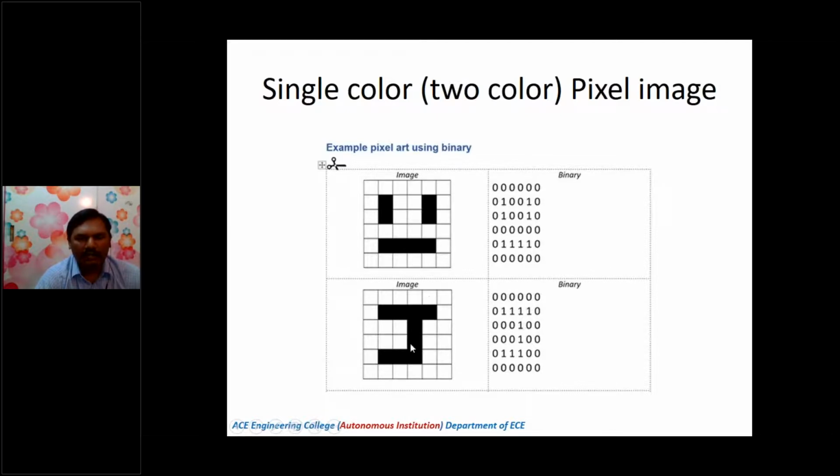Here we have one more example, of the letter J. Whenever a box is covered, it is taken as logic 1. So in this way, the image is converted into binary values. It is called single bit, double color image representation.